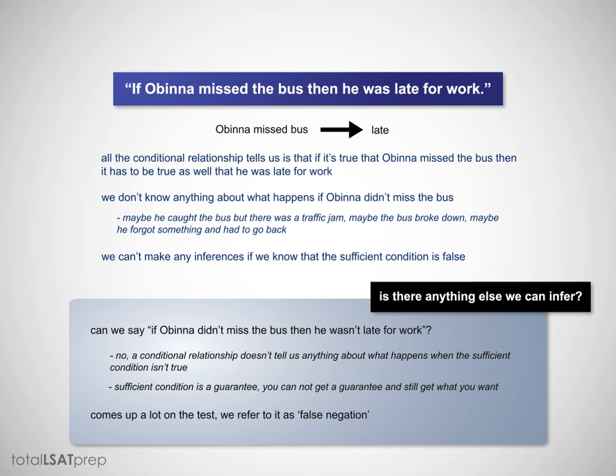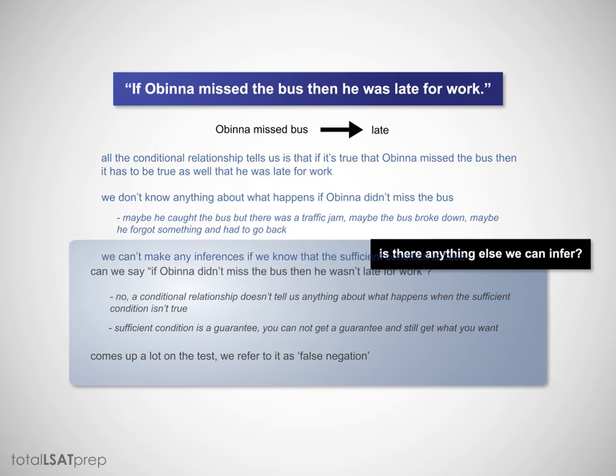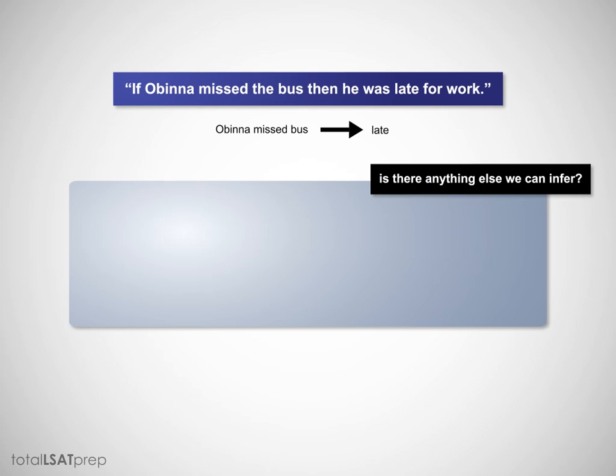So remember, when we have a conditional statement, we cannot make an inference where we only cross out both of the conditions, but we don't switch them. Okay, can we make this conditional statement inference? Can we say, if Obina was late for work, then he missed the bus? In this case, we just switched the two conditions. We didn't negate them. Once again, no.